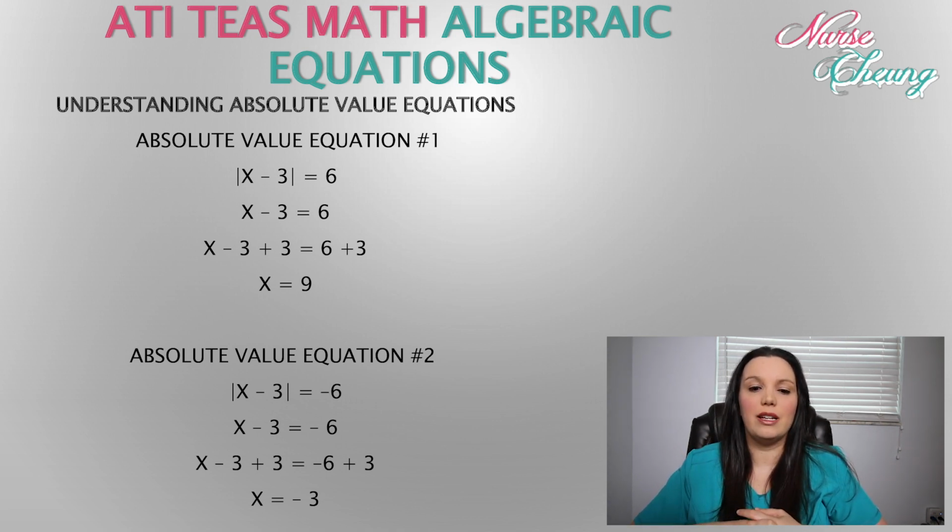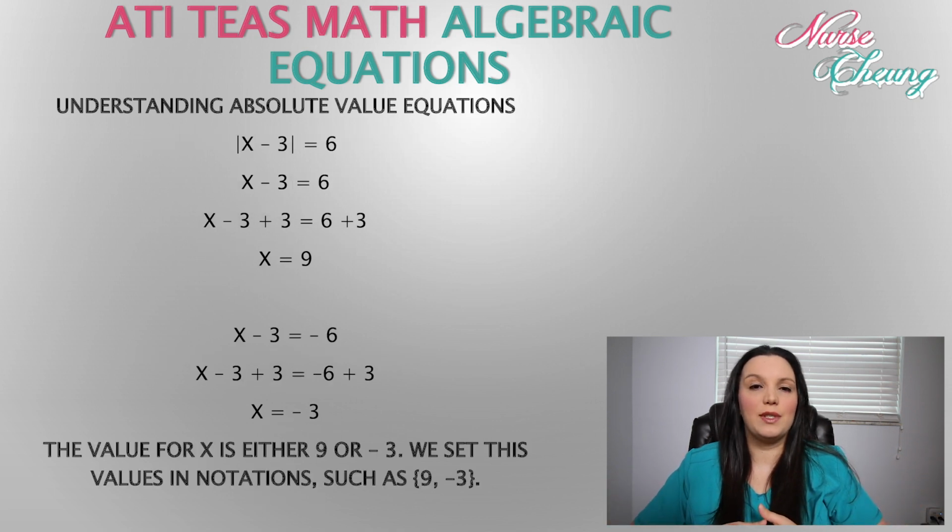Our second equation is x minus 3 is equal to negative 6. We're going to go ahead and perform the same thing that we did before. We're going to add 3 on the left-hand side, and we're going to add 3 on the right-hand side. Our 3's are going to cancel each other out on the left-hand side, and negative 6 plus 3 on the right-hand side is equal to negative 3. So x is equal to negative 3.